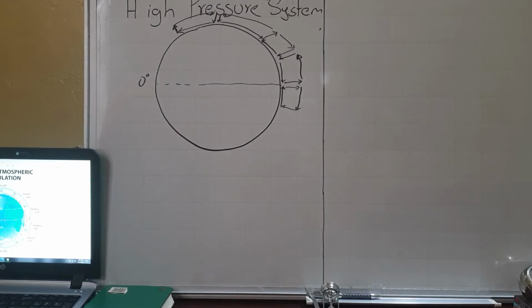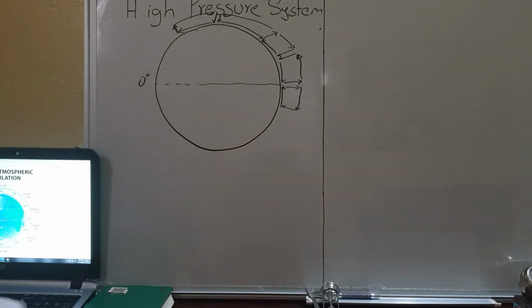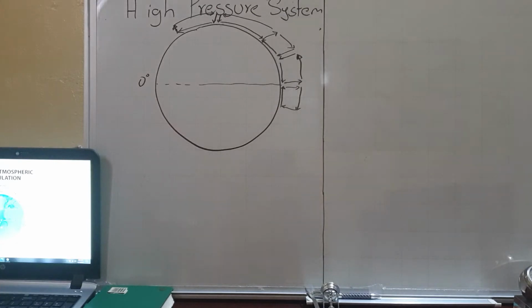Having said that, now we can look at the high pressure systems. Because of the different atmospheric circulations on the globe, we have two places where we have high pressure. The major difference between a high pressure system and a low pressure system is how the air is moving, vertically, on the ground or in the upper layers of the atmosphere.